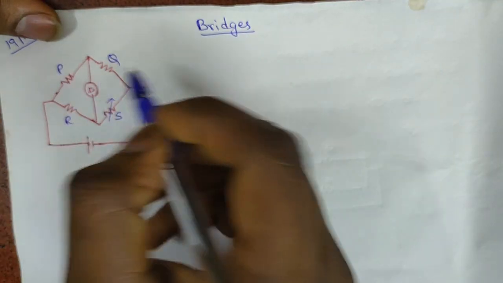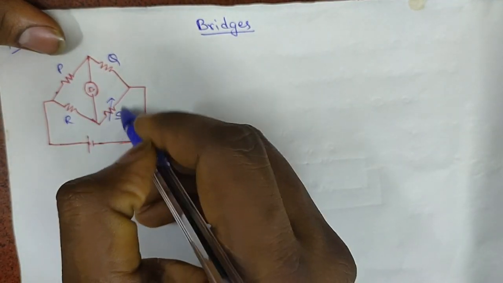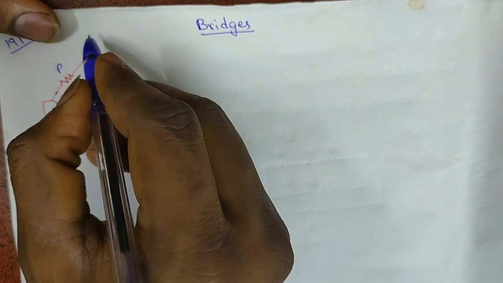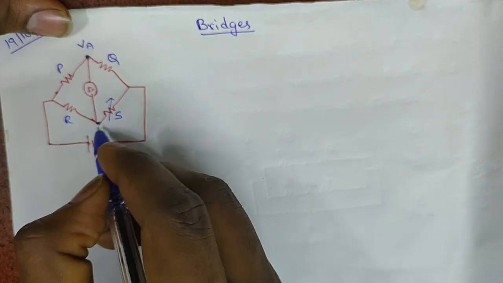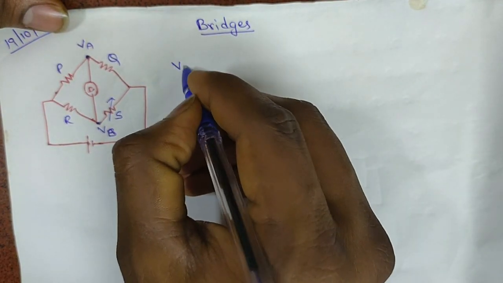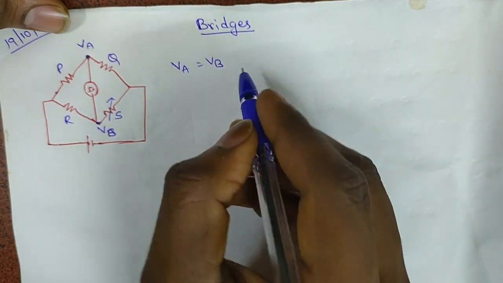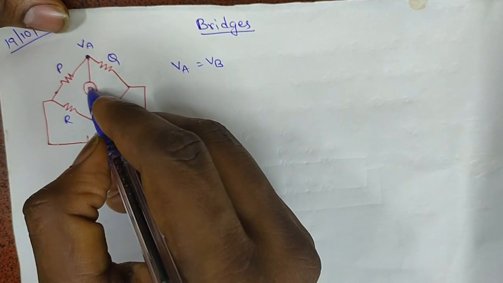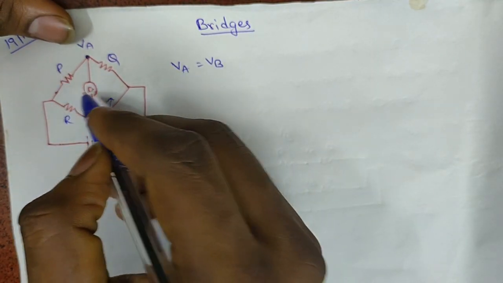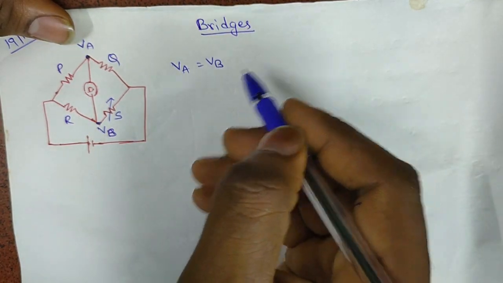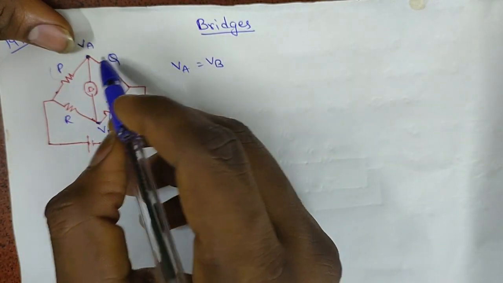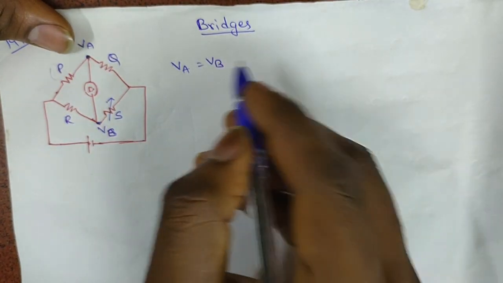P will be the unknown resistance. To find this unknown resistance, a variable resistance is varied such that the balancing of the circuit will occur. The balancing will take place when VA is equal to VB. At this position, the detector reads 0. At this point we will derive a condition such that we can measure P with respect to Q, S and R.